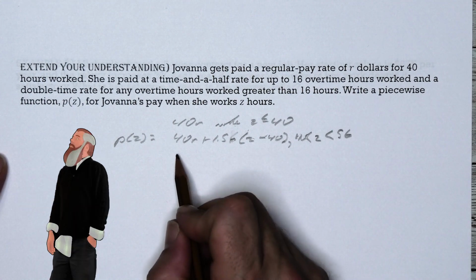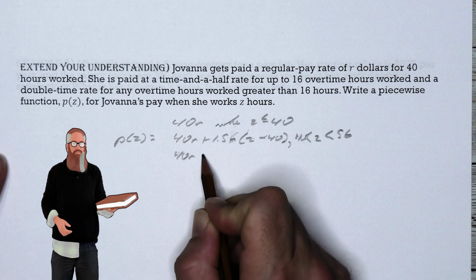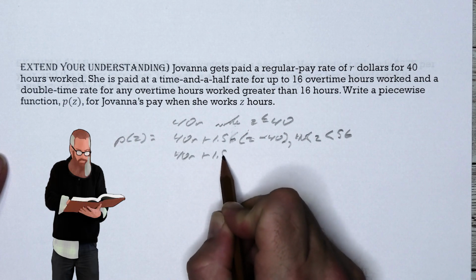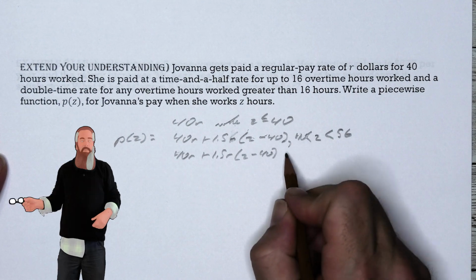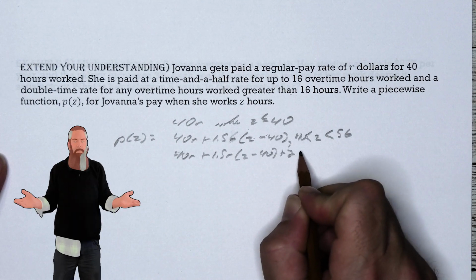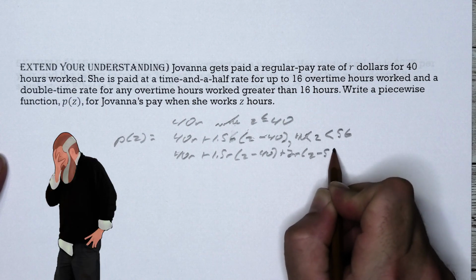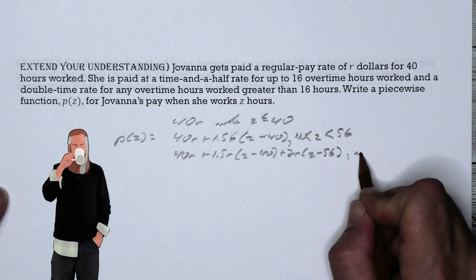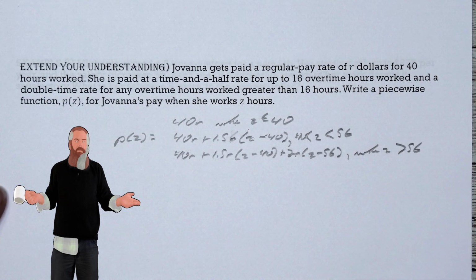Now, in the case of when she works more than 16 hours of overtime, she gets her 40 hours at her regular rate. She also gets 1.5 times her rate for every hour over 40, and she receives 2 times her rate for every hour over 56. This is going to occur when Z is greater than 56 hours worked.